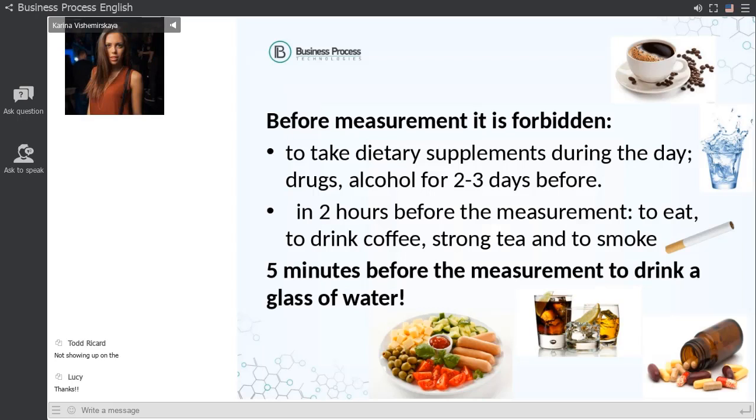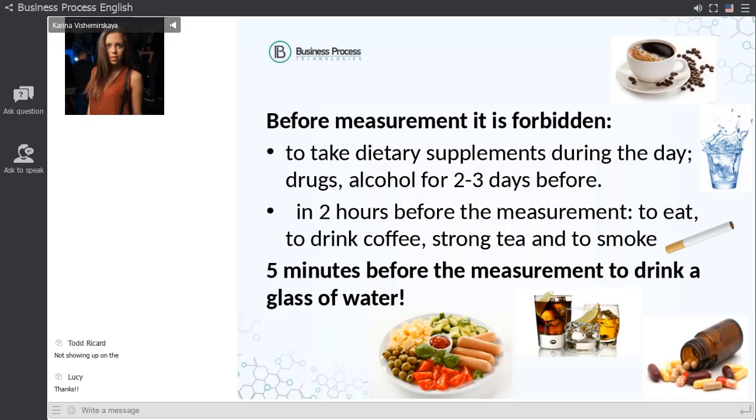What else is important? Before the measurement, it is forbidden to take dietary supplements during the day, drugs, alcohol. About alcohol, it's even recommended for 2 or 3 days before. So it's better to run the test before you take any supplements or pills, because the pills also affect the organs and systems, which I will explain to you later. And alcohol, better even for 2 or 3 days, because the alcohol remains in our body.